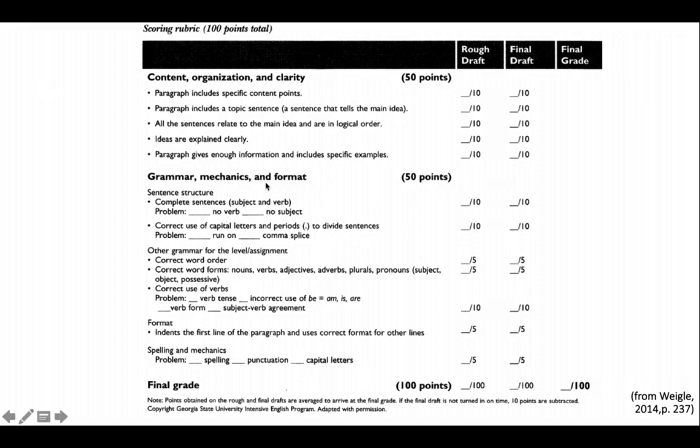And then grammar, mechanics, and format, you can see then sentence structure. From the sentence structure, what are they going to look at specifically? Complete sentences, subject, verb problems, no verb, no subject. Do you understand? It's more helpful. Even when the learner reads this, they will see what they need to work on specifically. And these are the aspects that the teacher is going to evaluate them on.